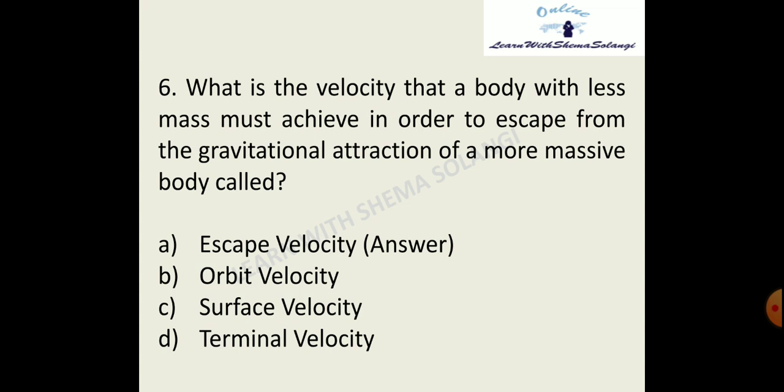It is calculated as the square root of twice the product of the mass of the object and the gravitational constant. So the correct option is escape velocity. Orbital velocity, surface velocity, terminal velocity are the wrong options.